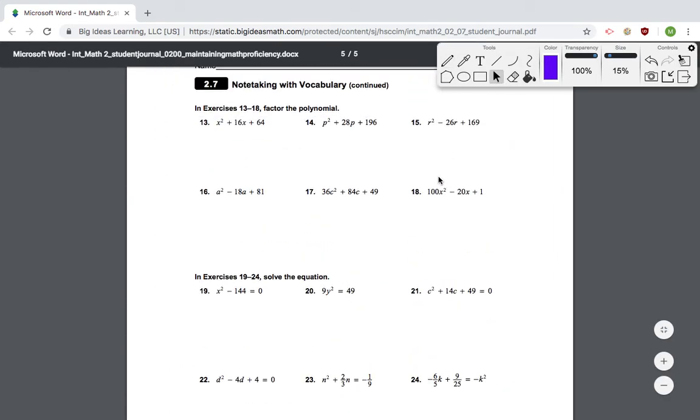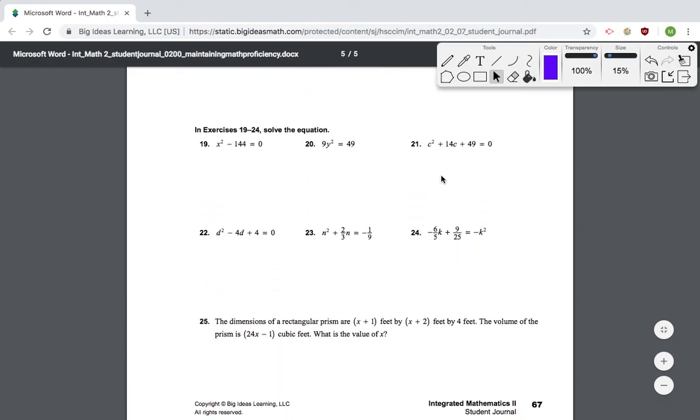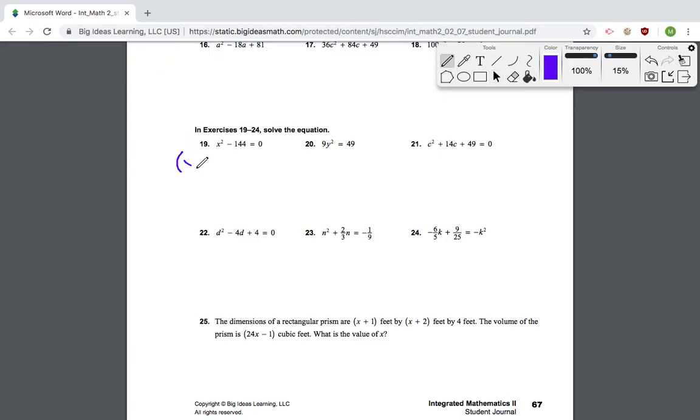Number 13 through 18 are all like that. Number 19 through 24, it says to solve. So first I would rewrite using the patterns. In this case, it's just two terms. Then I know I just have to take the square root of the first term and the square root of the last term. And if two things multiplied together equal 0, what do you know about one of them? One of them equals 0. So you would set this up: x plus 12 equals 0, solve it. x minus 12 equals 0, solve that.